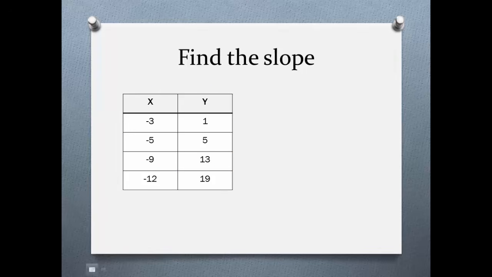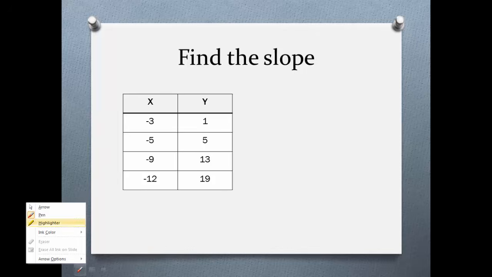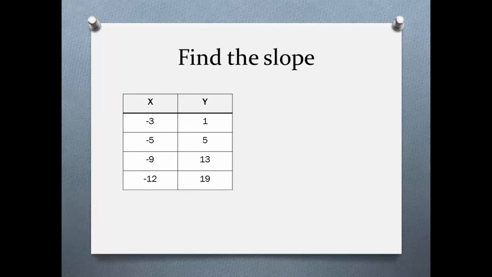Let's look at the delta y over delta x method first. So if I look at what's happening with my y's, again, your y's are your rise, and your x's have to do with your run. To get from a 1 to a 5, I have to add 4. And to get from a 5 to a 13, I have to add 8.